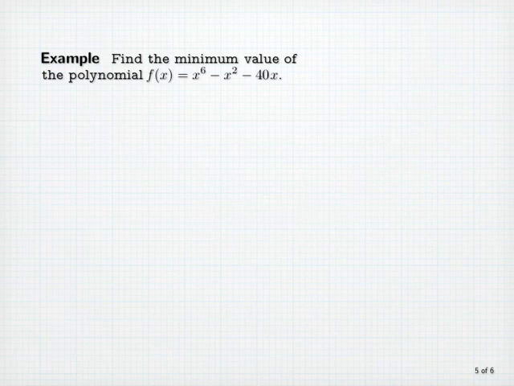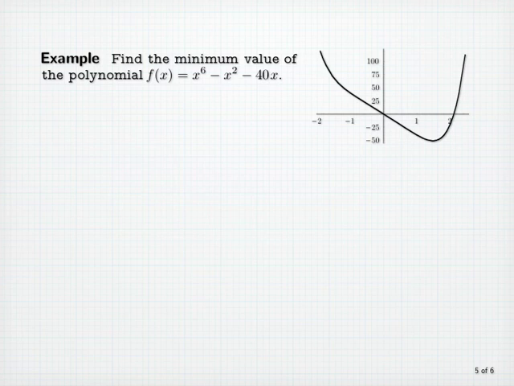One more example. Find the minimum value of the polynomial f of x equals x to the sixth minus x squared minus 40x. Here's the graph of the function. Notice we're looking for a minimum that occurs at a critical number that's in the vicinity of 1.5. That critical number will be a root of the first derivative, which is 6x to the fifth minus 2x minus 40, which after factoring out a 2 becomes 2 times 3x to the fifth minus x minus 20.